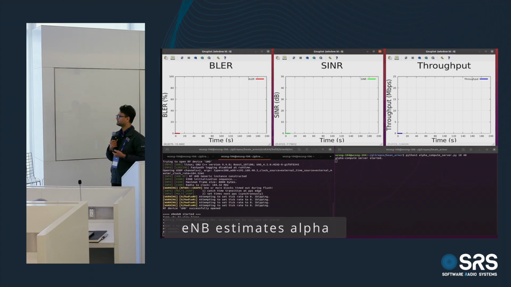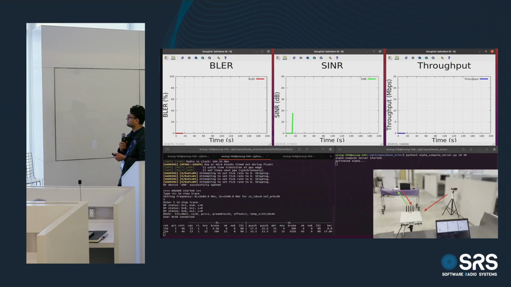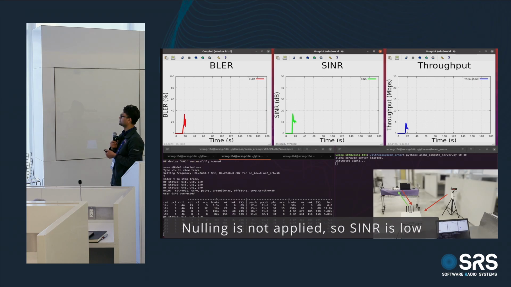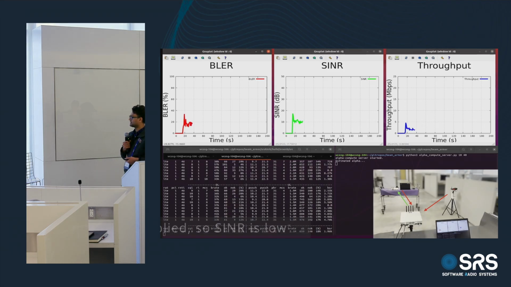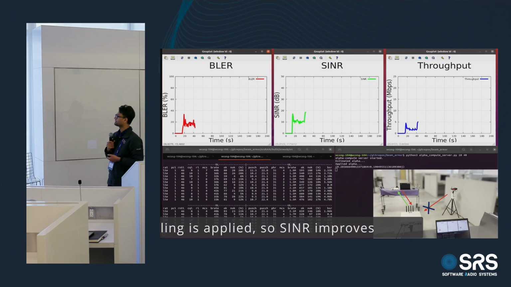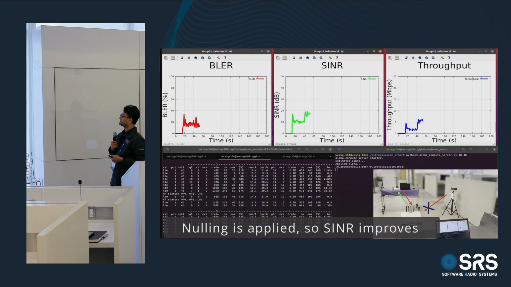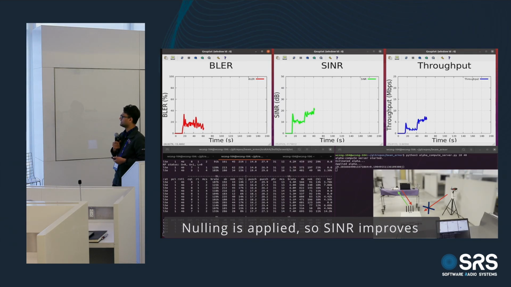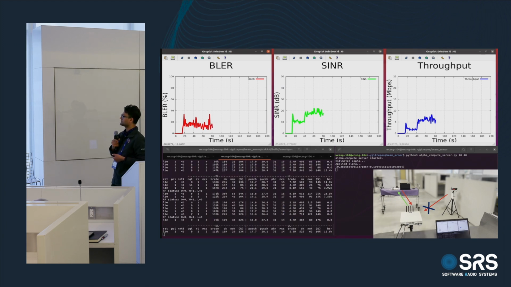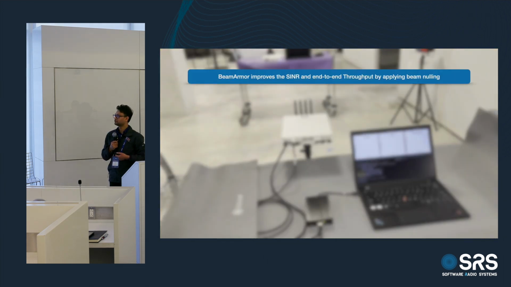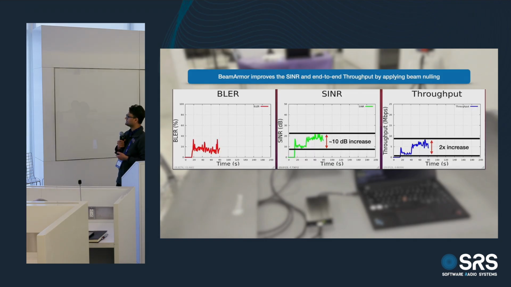So here we are plotting real-time block error rate on the first curve, the SINR, signal to interference plus noise ratio, on the second one, and throughput on the third one. Right now nulling is not applied, so you can see the SINR is around 10, and when we apply the nulling in Beam Armor, you can see the SINR goes up, your block error rate goes down, and your throughput is recovered.